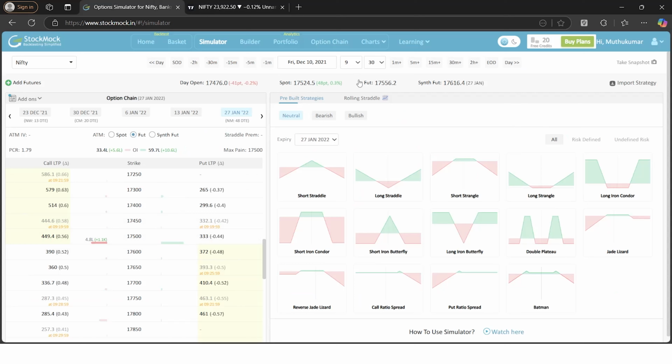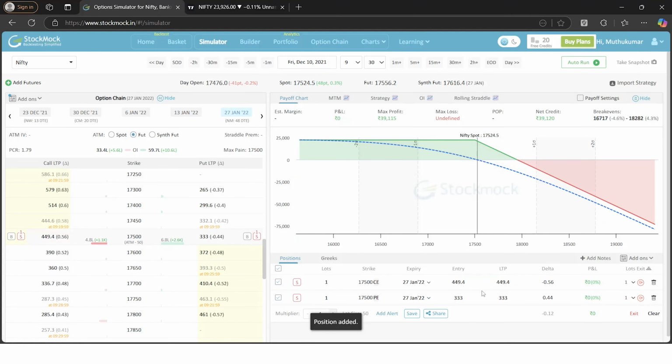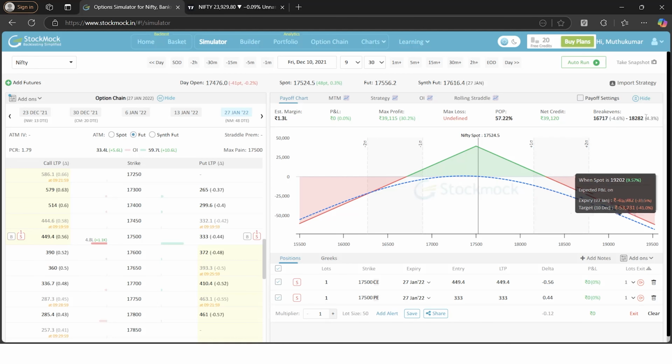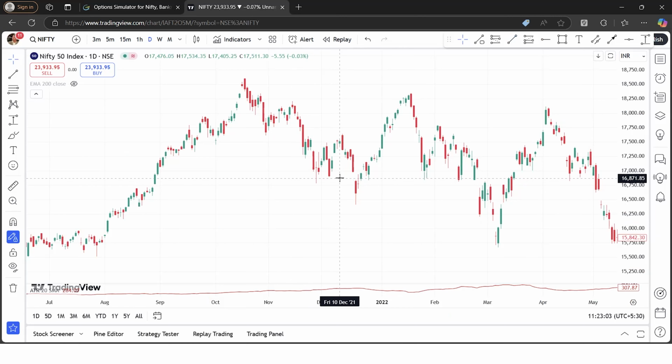Now for this example, I took December 10th 2021. So the expiry is 27 Jan. Let's say I sold a straddle here. So the straddle premium is about 780 approximately. So we will start our adjustment on 18,182, or if the market comes down to 16,817. So 10th December is here.